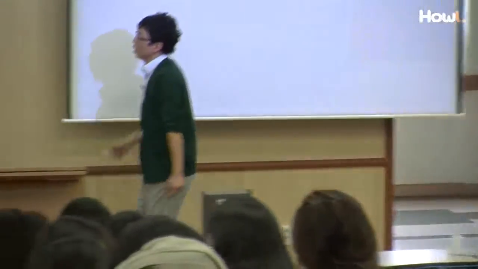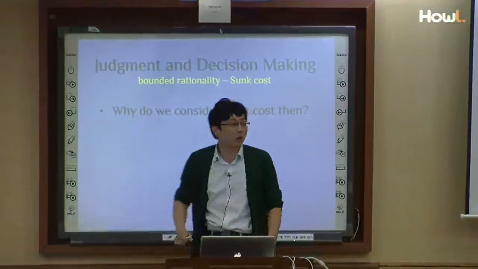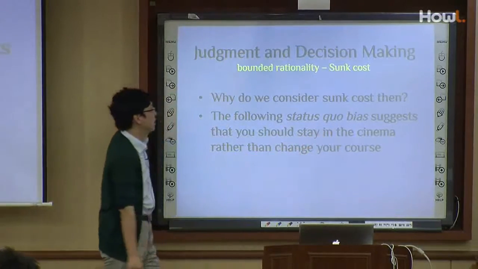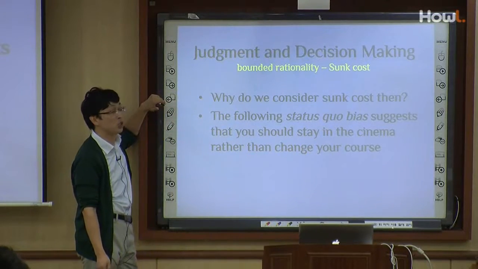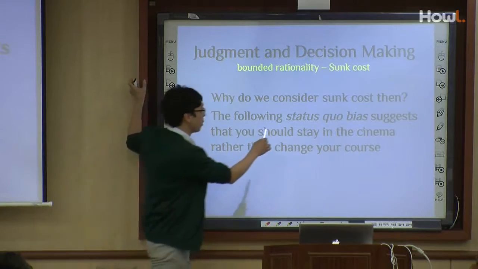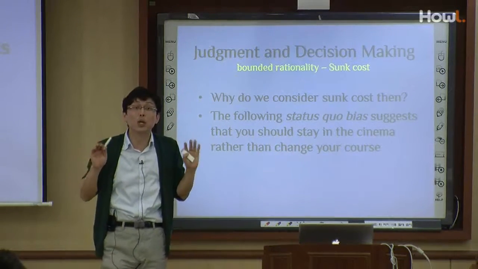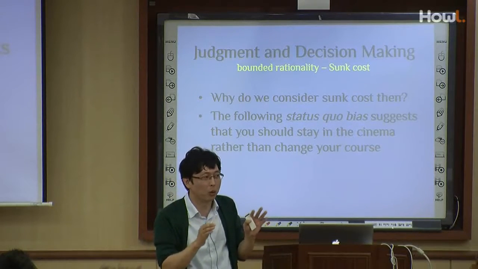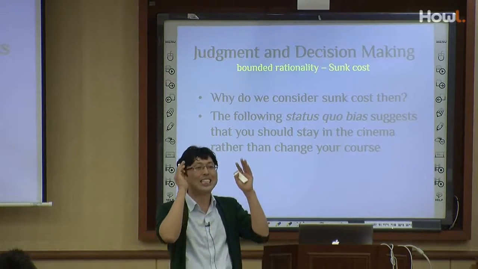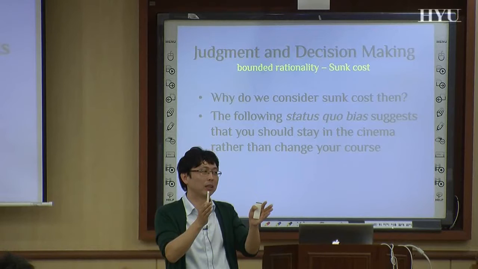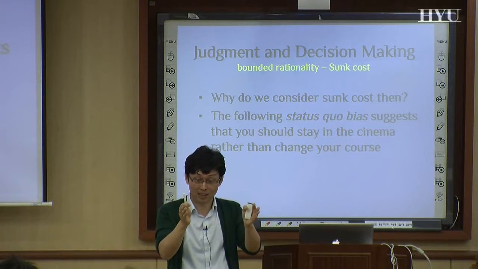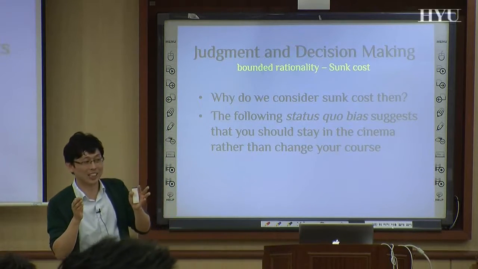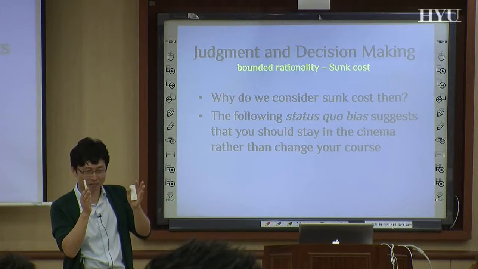Keep it going. Sunk cost, like why do we consider sunk cost? This one, status quo bias, suggests that you should stay in the cinema rather than change your course. So this one you have to remember: status quo bias is we want to be steady, we want to stand still. We don't want to move around, we don't want quick decision movement. If you decide something, you want to stick to it. You want to stay and then justify it. So even though you made a wrong decision, you trust that it is the right decision.